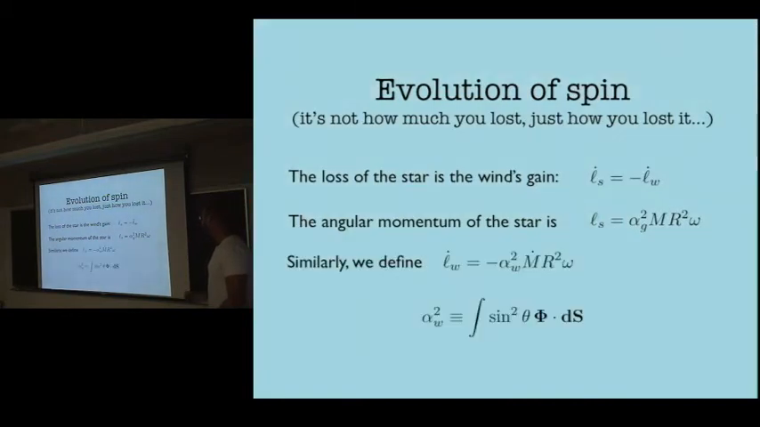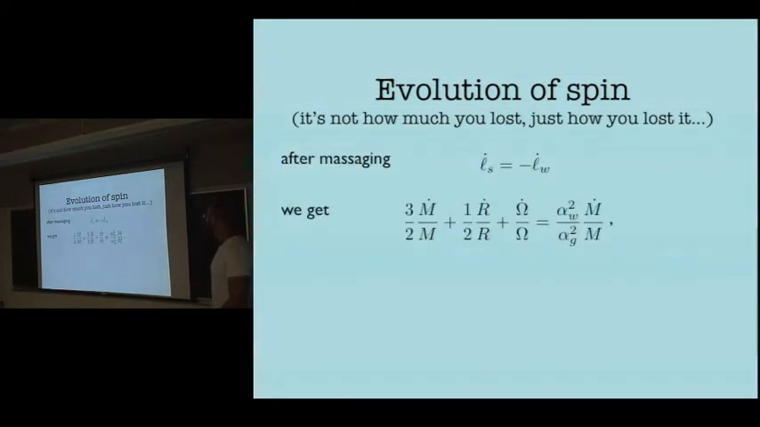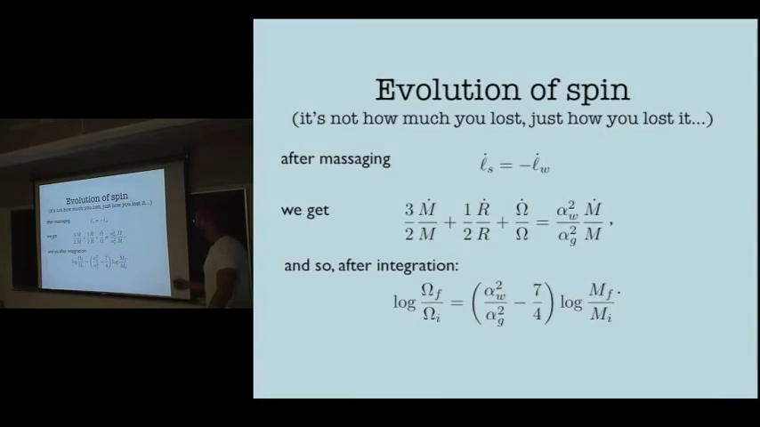And it's essentially a function of the mass distribution. And similarly, we define an analogous effective radius of gyration for the wind, which is also a function of the spatial distribution of the mass flux. And after massaging these equations a bit, we get this formula, which we can integrate once we assume that at the top of the main sequence, the radius scales as the square root of the mass, and so we can integrate this equation to get an explicit dependence between the dimensionless spin and the mass of the star.